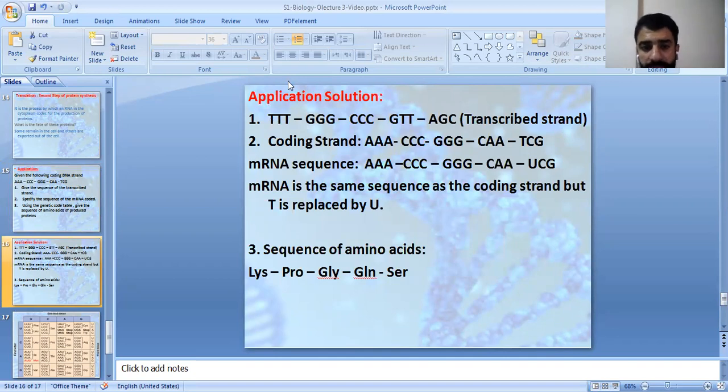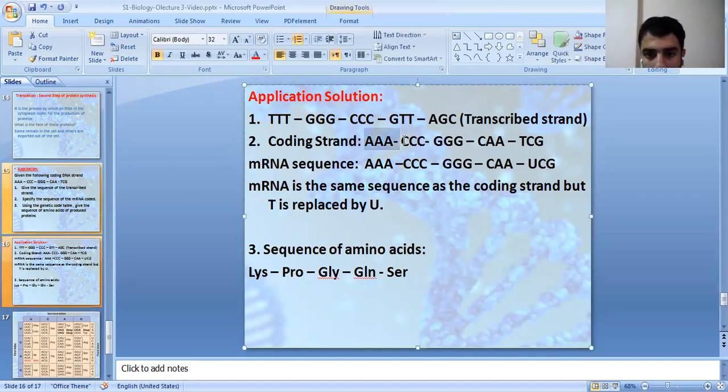Here we have the coding strand. Coding is the same as mRNA, but T is replaced by U. So first codon, the same. Second codon, the same. Third codon, the same. Fourth codon, also the same. But the fifth codon, TCG, will become UCG.